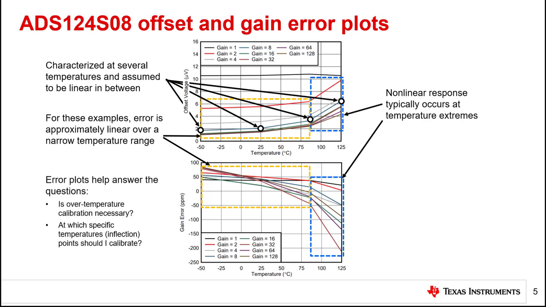One benefit of the over-temperature plots is that they provide a more accurate representation of the error, whereas the specified values provide a single linear approximation. The actual response allows the user to better determine if over-temperature calibration is necessary, as well as the specific temperatures at which to calibrate. These topics are discussed in more detail in a subsequent Precision Labs module on calibration.